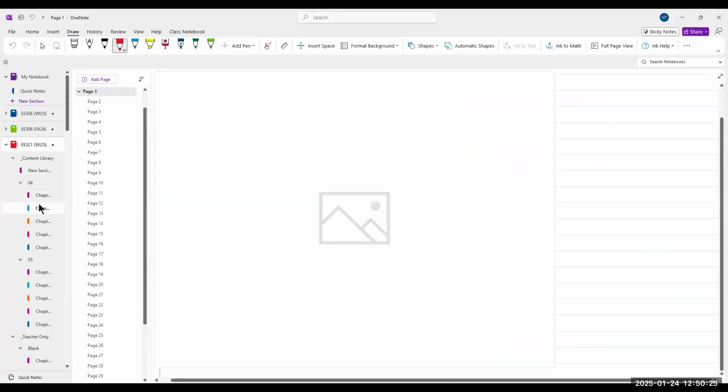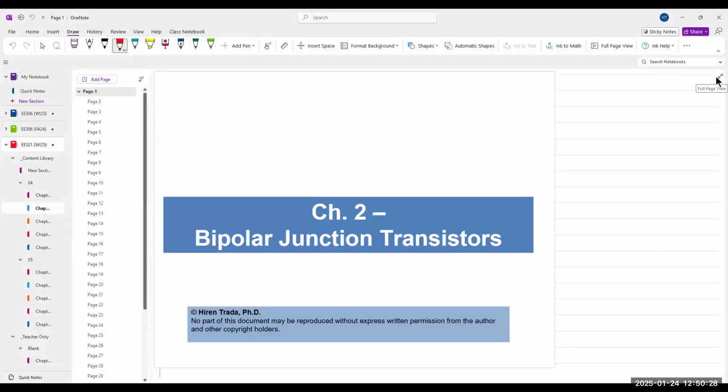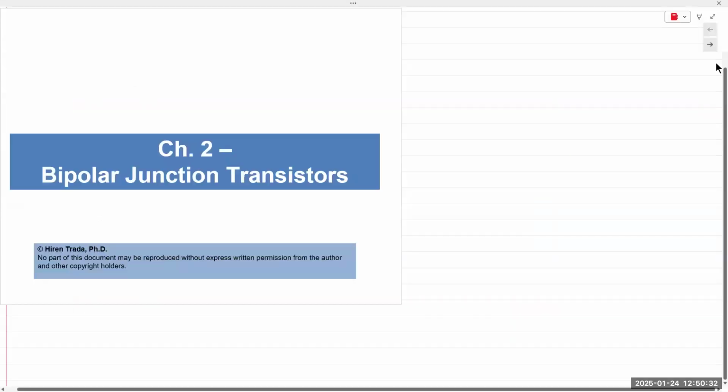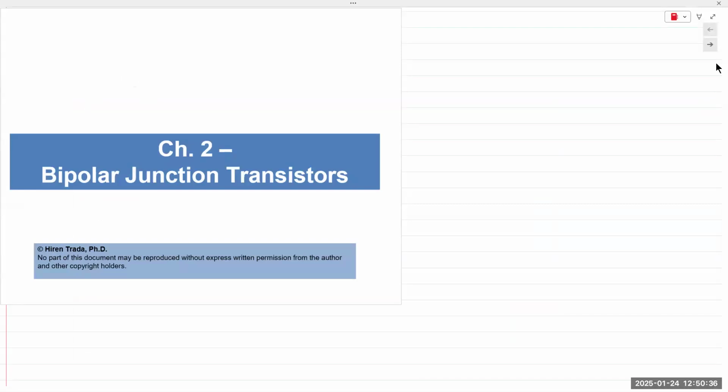We'll begin BJTs, bipolar junction transistors. As I stated earlier when we began diodes, the reason we call it bipolar is because the current flow in these devices is due to the flow of electrons and holes, both positive as well as negative charges. Hence it is known as bipolar. So even diodes technically are bipolar devices. And then of course it's a junction.